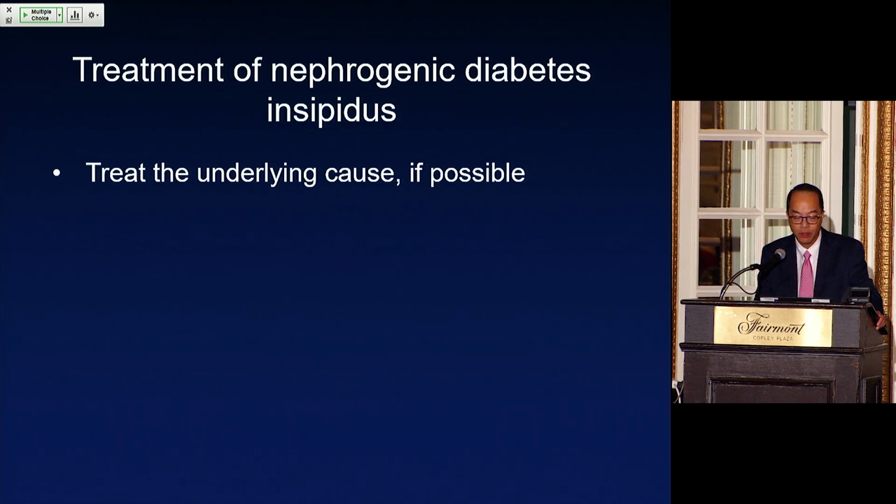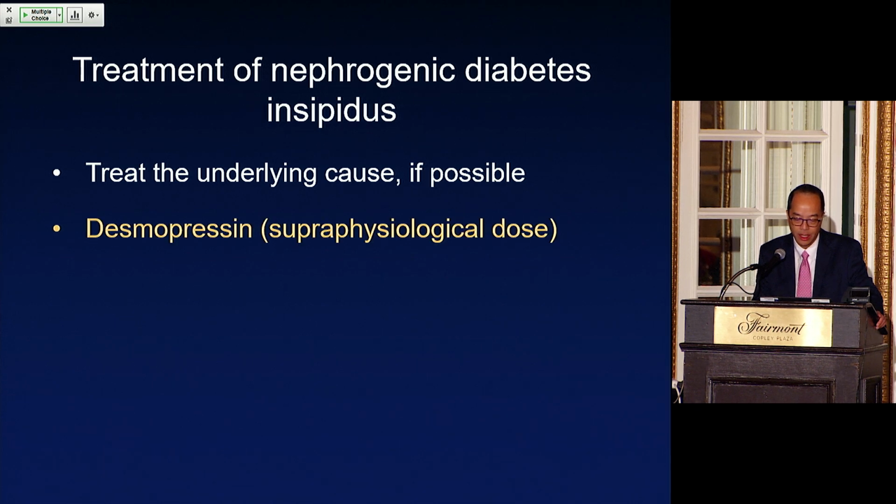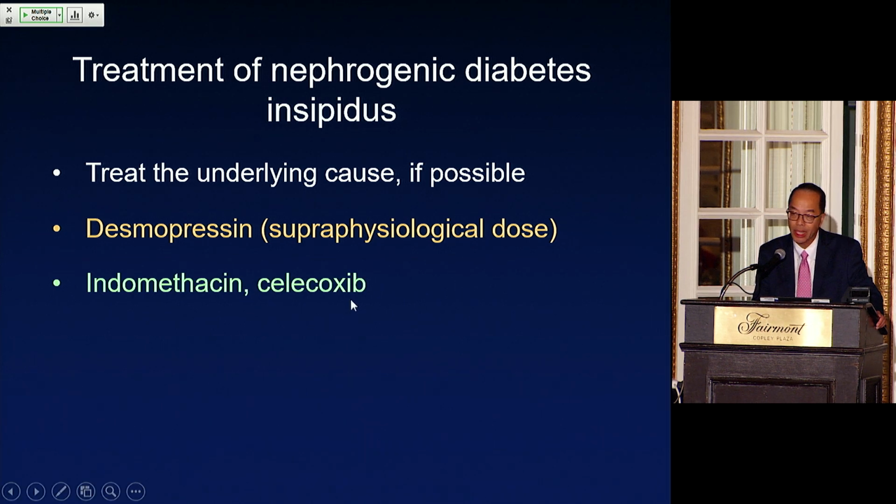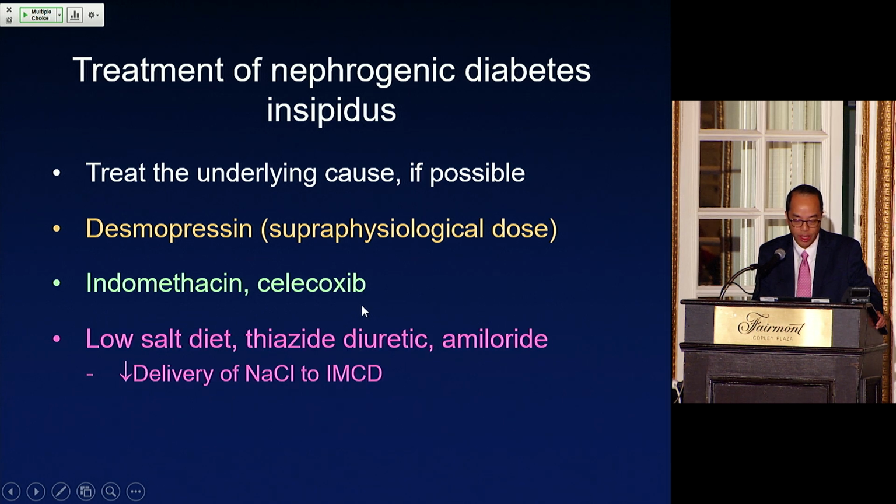If there's an underlying cause, you treat it. As Dr. Mount discussed, it's always hard to know whether to recommend that lithium is stopped or not in these cases. Occasionally, you can give supraphysiologic doses of desmopressin, and patients with relatively mild forms of this can sometimes respond. NSAIDs and COX-2 inhibitors can improve the concentrating defect. And then things that decrease the salt delivery to the intermedullary collecting duct can help.